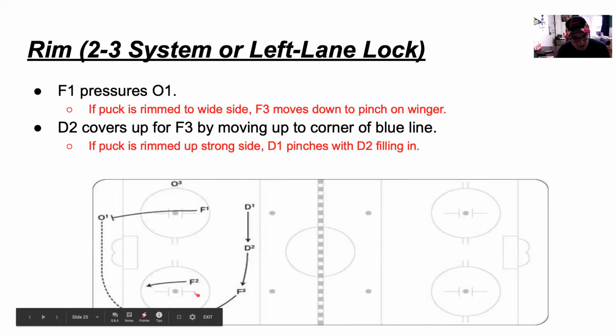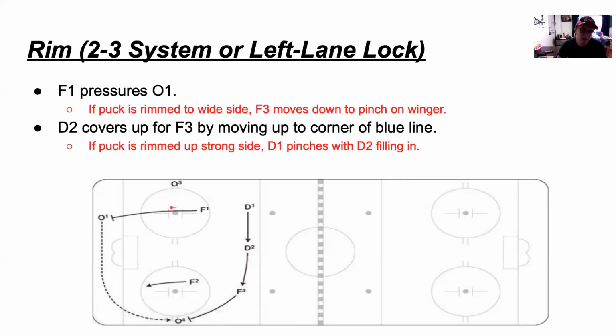But if not, when it goes over here to O4, F3 comes in and pressures O4. And then while that happens, D2's got to come cover for F3, and then D1's got to cover for D2 in the middle, and then F1's got to be aware of this person. So F1's going to be over where D1 is, and then F2's got to stay in the middle.